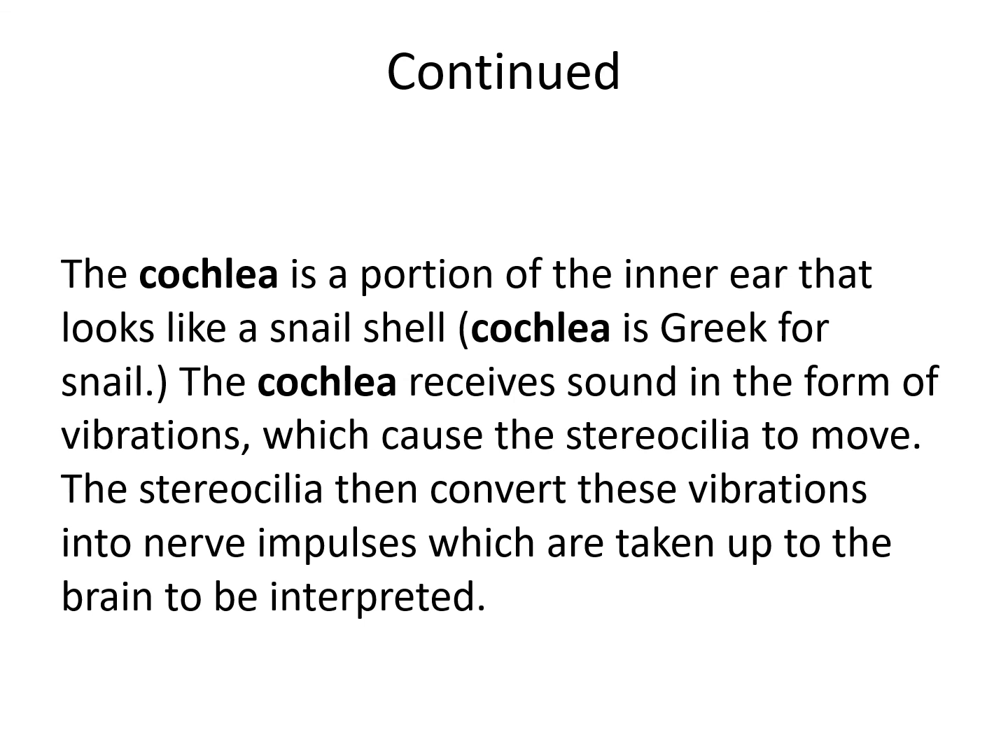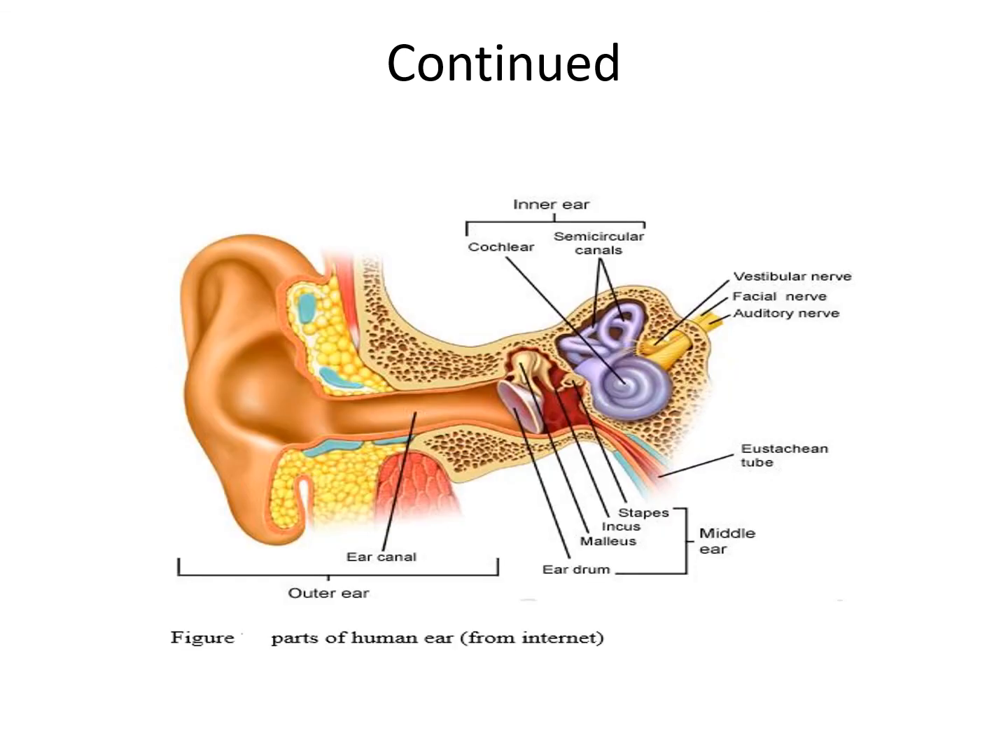It's snail-like, like a snail shell, because the shape of the cochlea is really like a snail. In Greek, the word for snail is cochlea. The cochlea receives sound in the form of vibration, which causes the stereocilia to move. The stereocilia then convert these vibrations into nerve impulses, which are taken up to the brain.